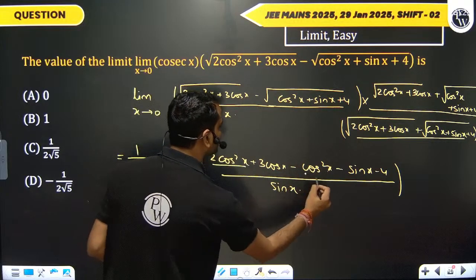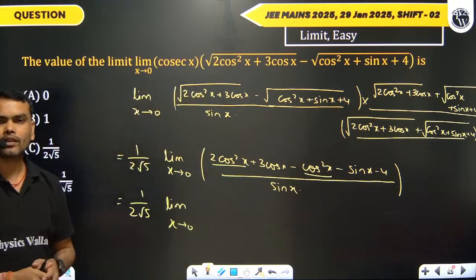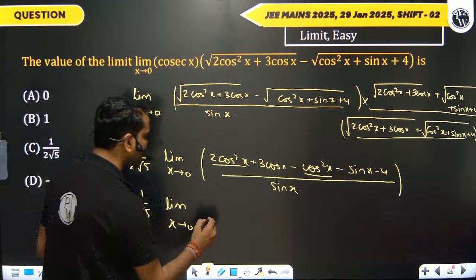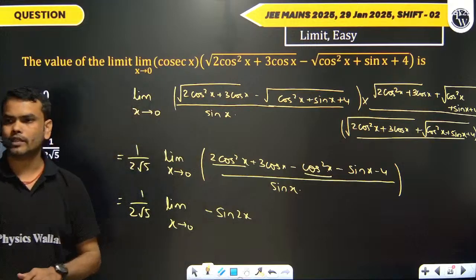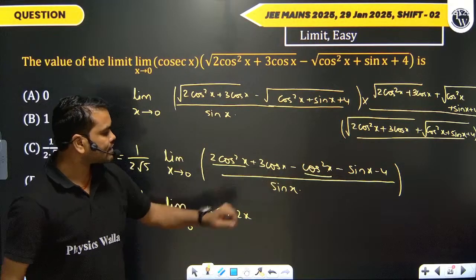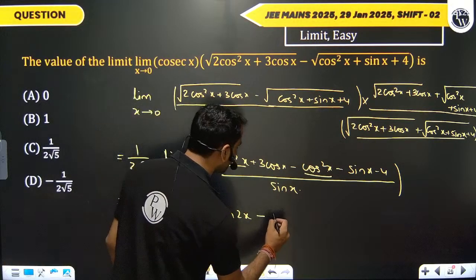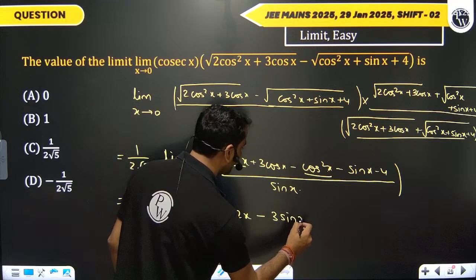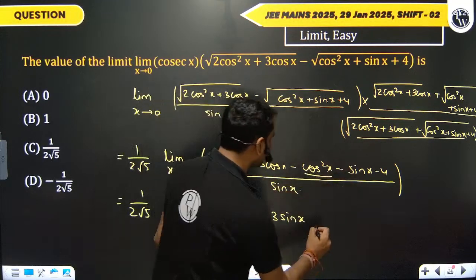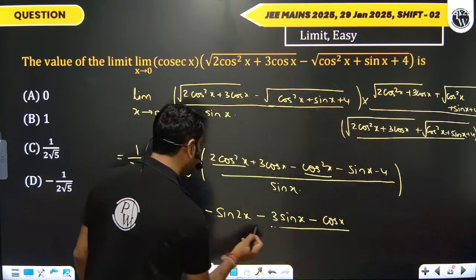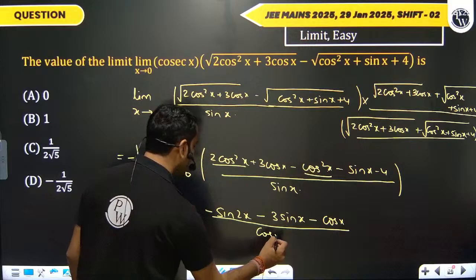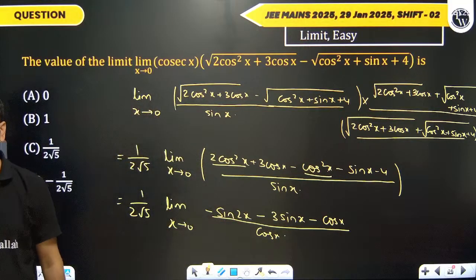2 cos square x minus cos square x, that will be cos square x, right? Differentiation of that will be minus sin 2x, right? Now cos x differentiation will be what? It will be sin x, right? Sin x differentiation will become cos x, and then 4 will be gone, divided by cos x. Now you can directly put the value 0, it will be defined.